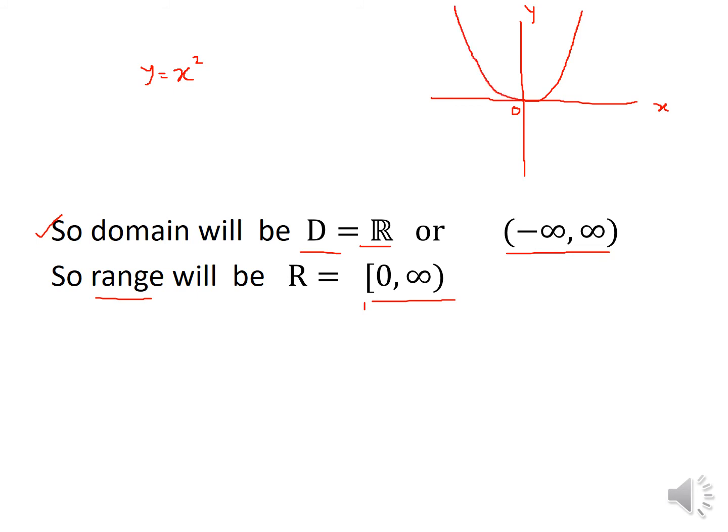From this shape, we see that the minimum value of y is 0 when x is equal to 0, and for any values of x, y is always on the positive side of the y-axis. So for any values of x, y will be positive, and y is 0 when x is equal to 0. For this reason, the range will be 0 to infinity, and we see that for any value of x, the function y equal to x square is defined. For this reason, the domain will be negative infinity to infinity.